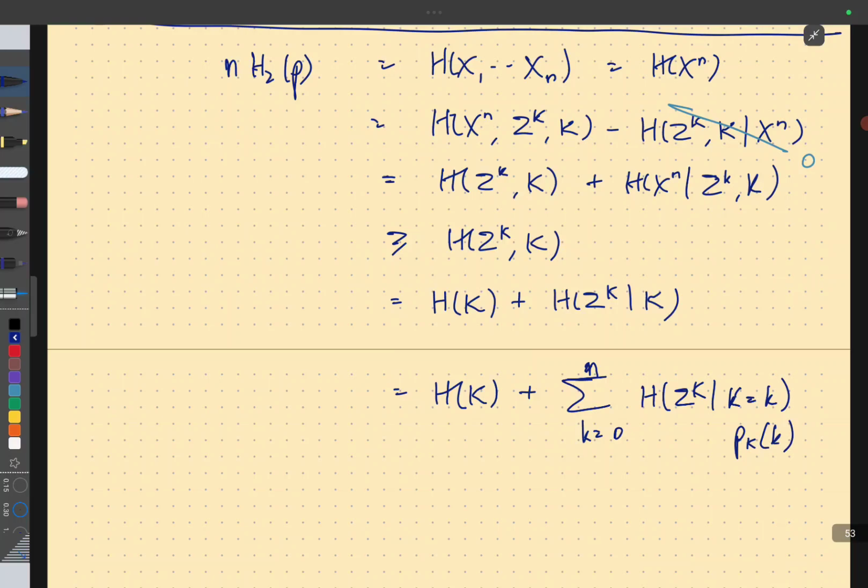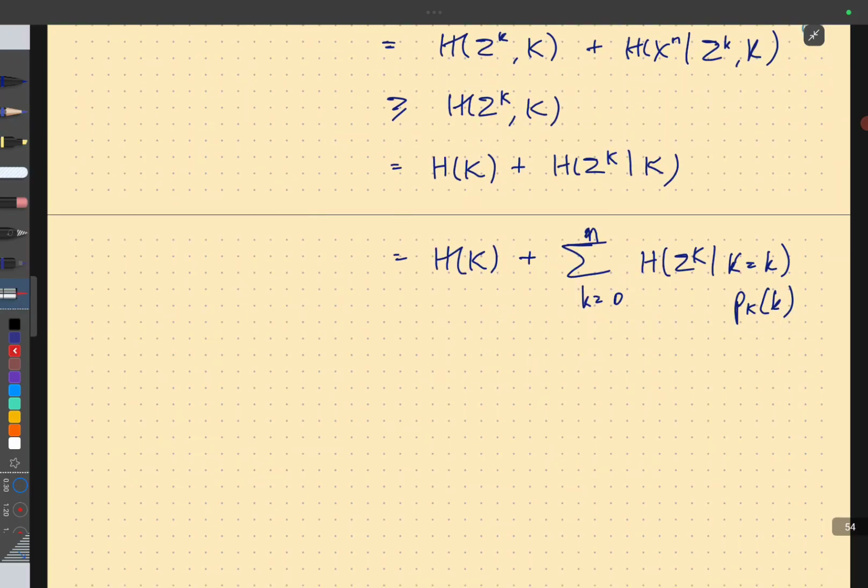We have just expanded the conditional entropy in this particular form. Now given k equal to little k, what can you say about H of Z^k? What should it be? What do you know about the Z^k's? They should be IID Bernoulli half, right? k times h2 of half, because the length of Z^k is k.